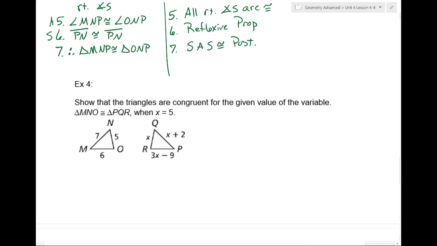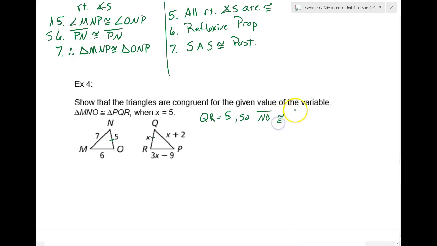It says, show that the triangles are congruent for the given value of the variable. And we have triangle MNO is congruent to triangle PQR when x is equal to 5. So here's what we have to do. First of all, we've got to show what each one of these are. So if QR equals 5, guys, which side is it congruent to? So we know segment NO is going to be congruent to segment QR here.